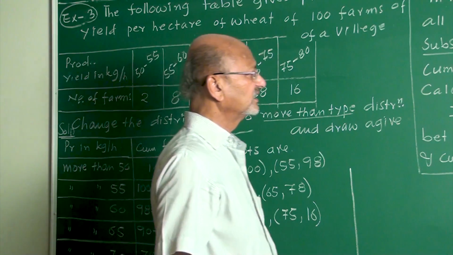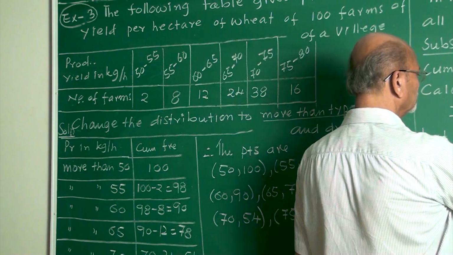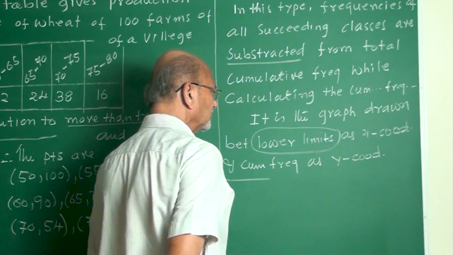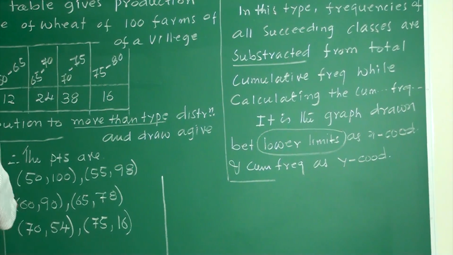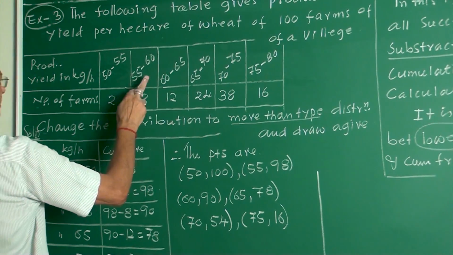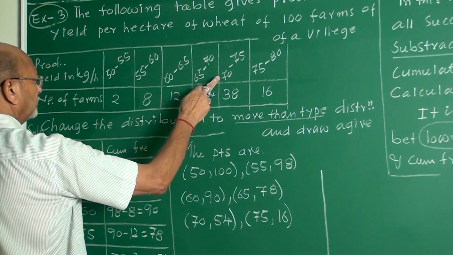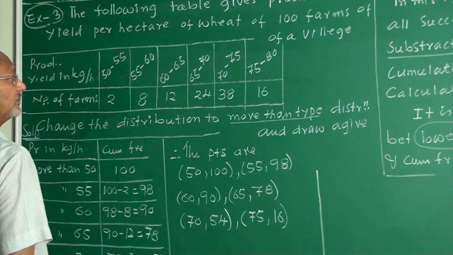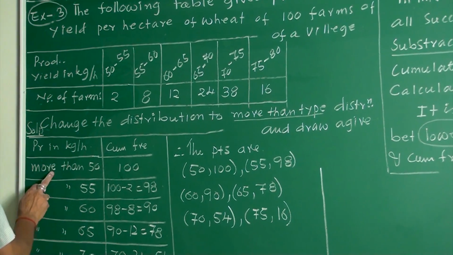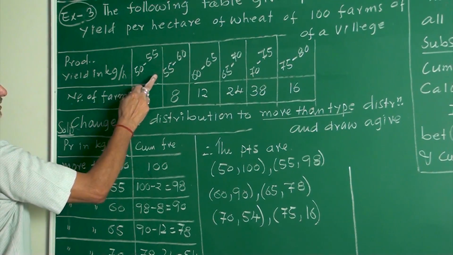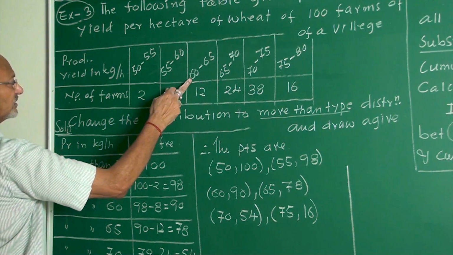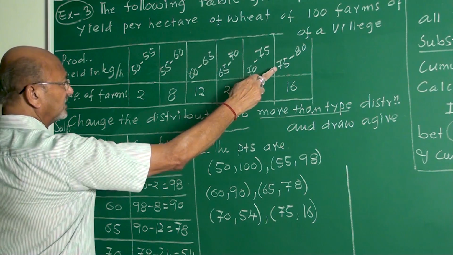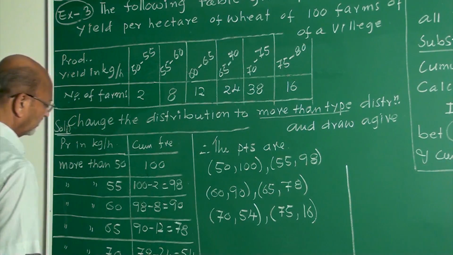It is a graph with what? Lower limits as the x coordinate, and the lower limits here are 50, 55, 60, 65, 70, 75. The graph is of which type? More than type. Therefore, more than 50, more than 55, more than 60, more than 65, more than 70, more than 75.